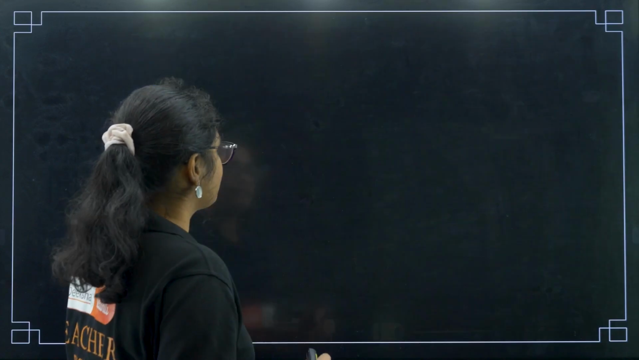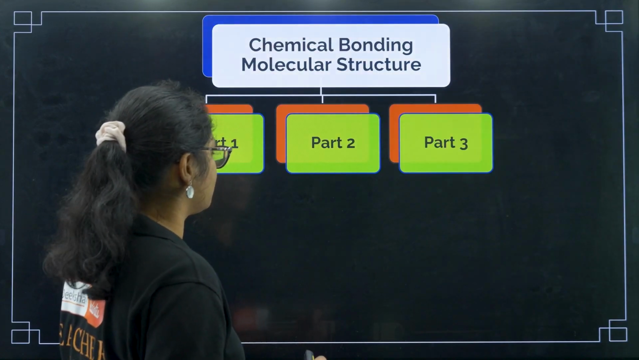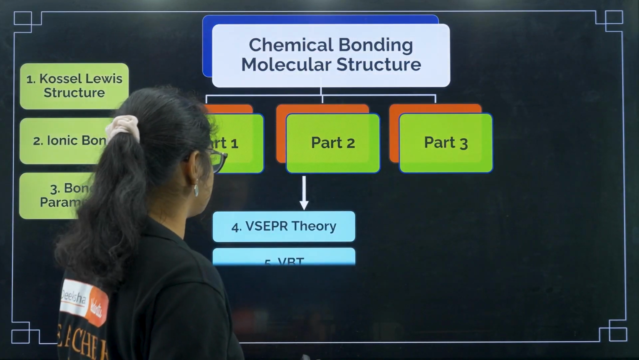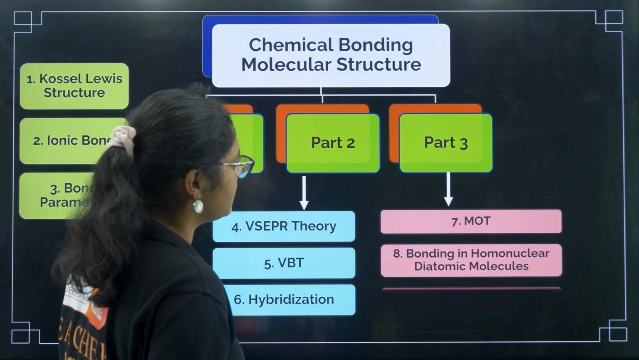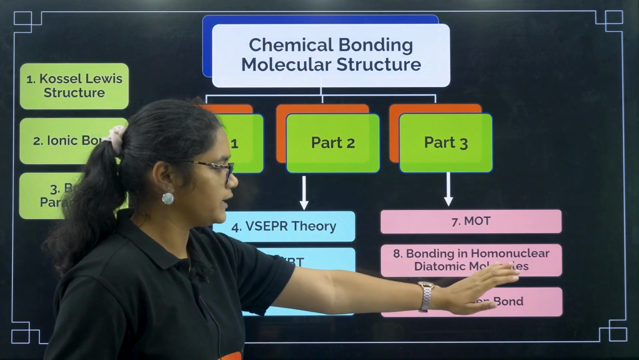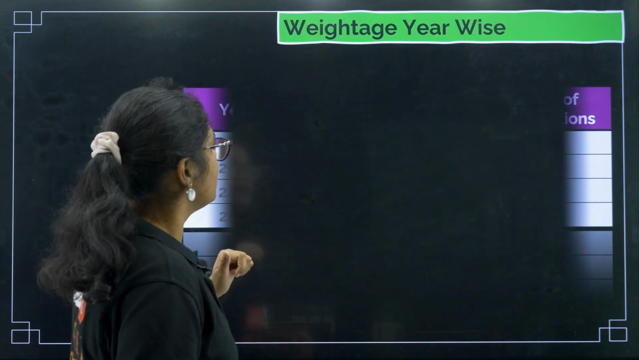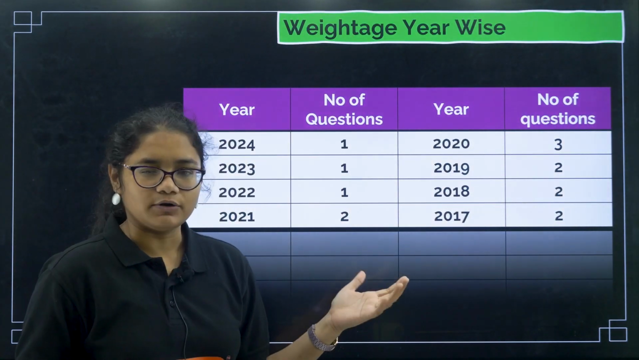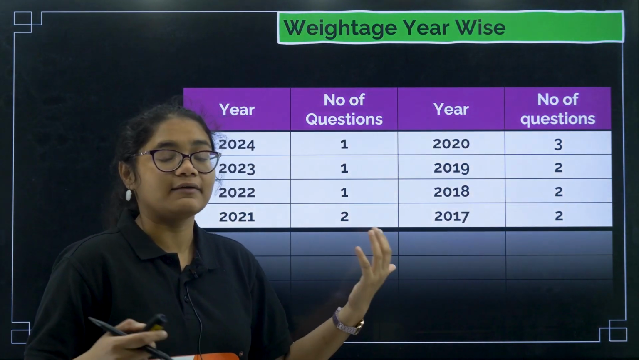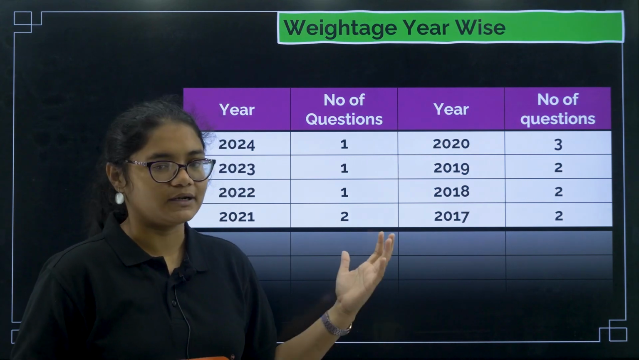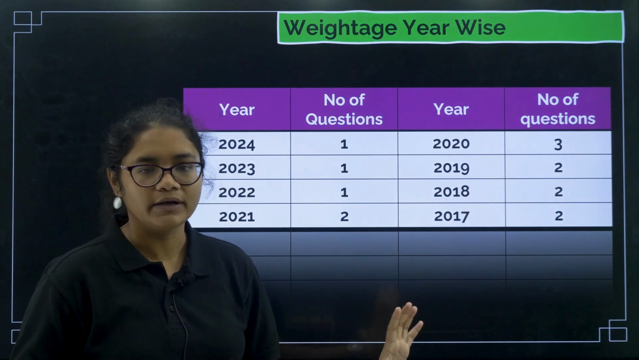So you have seen how we are going to complete this chapter. Part 3 we are going to do today: MOT, bonding in homonuclear diatomic molecules, and hydrogen bonding. Year wise weightage is just 1 to 2 questions every year, but yes, among PU1 this is a very important topic.